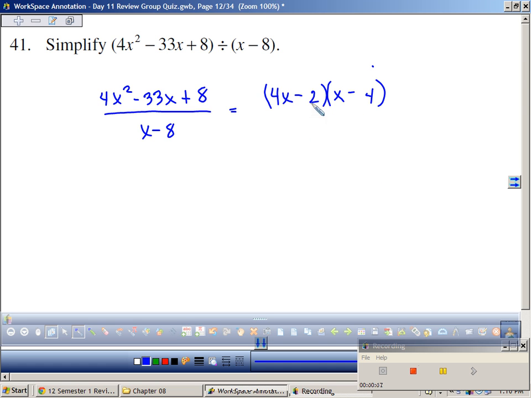Does this work? It's closer. Good point. So what would you do? 8 where the 4 is and 2 and 1 where the 2 is, so this way? Negative x and negative 32, that works.